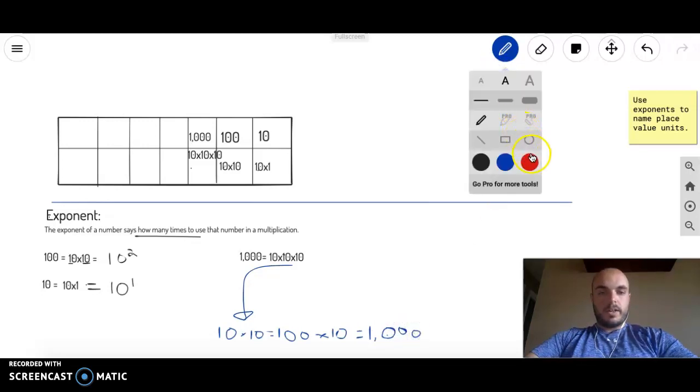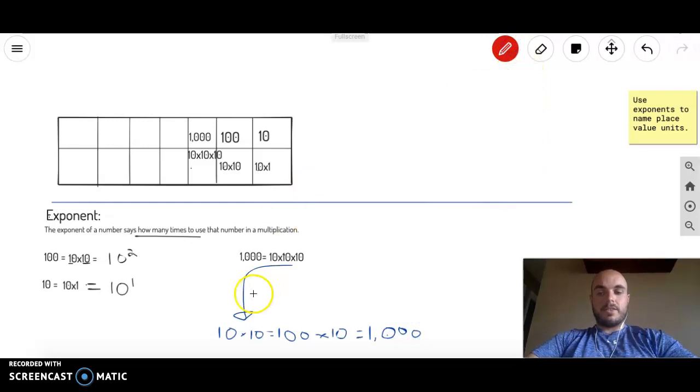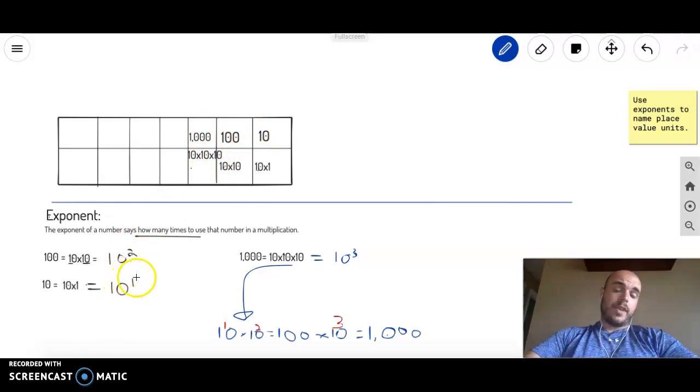I'll use marker here. And you can just check off how many 10s there are. So there's 1 ten, 2 tens, 3 tens. So there's 3 tens there, which tells me that 1,000 written as an exponent with 10 is 10 to the third power. And 10 to the third power takes us into the thousands place. 10 to the second power takes us to the hundreds place. And 10 to the first, which is just 10, takes us into the tens place.